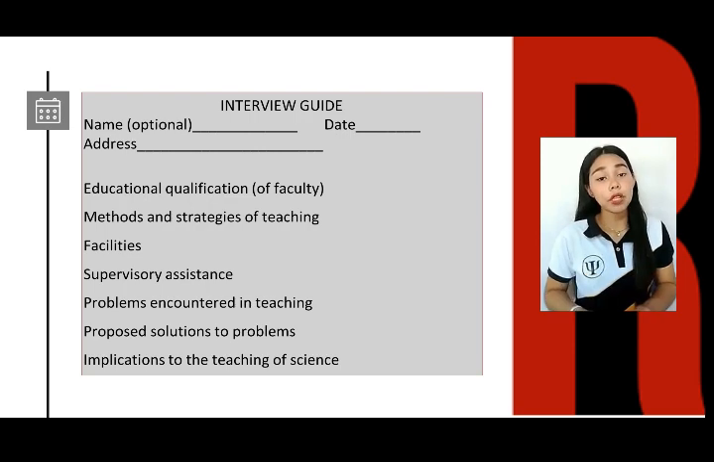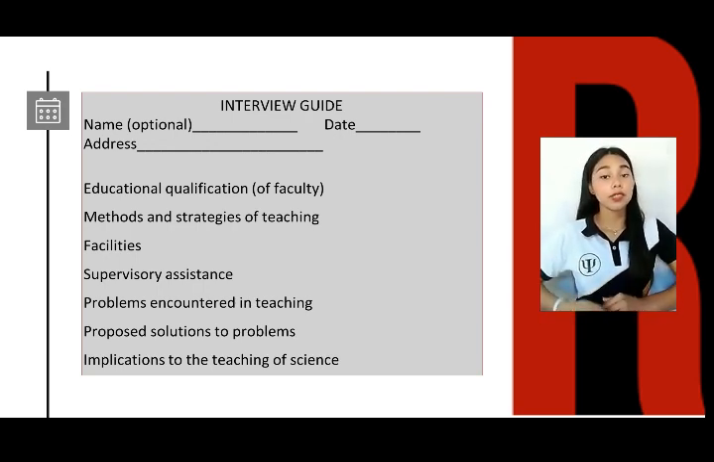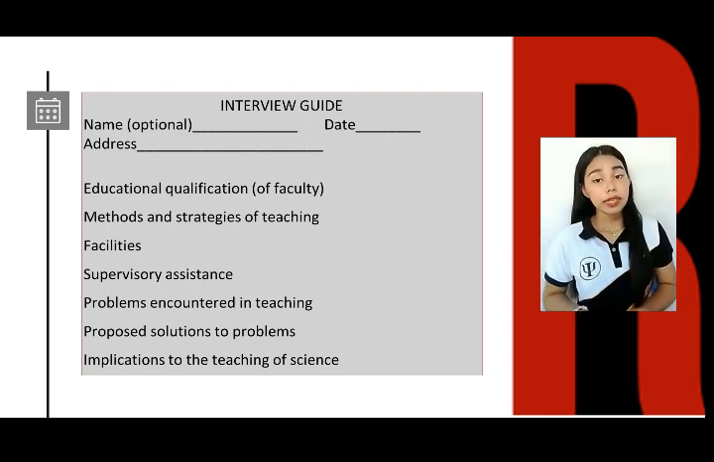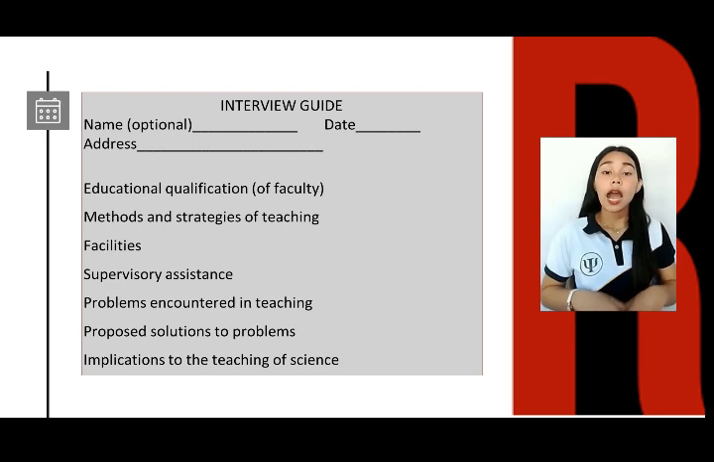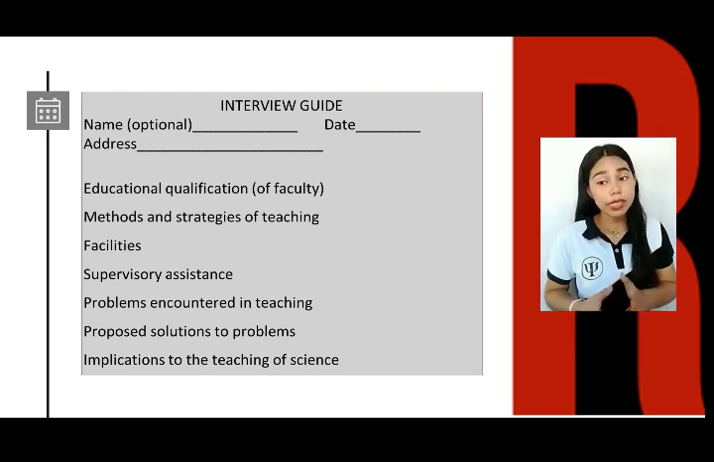So here is an example of an interview guide for gathering data. This is all about the teaching of science in the high schools of Province A. Take a look. As presented, it includes name, which is optional, to observe confidentiality. It also includes date, address, educational qualification, faculty, the methods and strategies of teaching, the facilities, supervisors' assistance, problems encountered in teaching, proposed solutions to problems, and implications to the teaching of science. So that's all for the instrument.